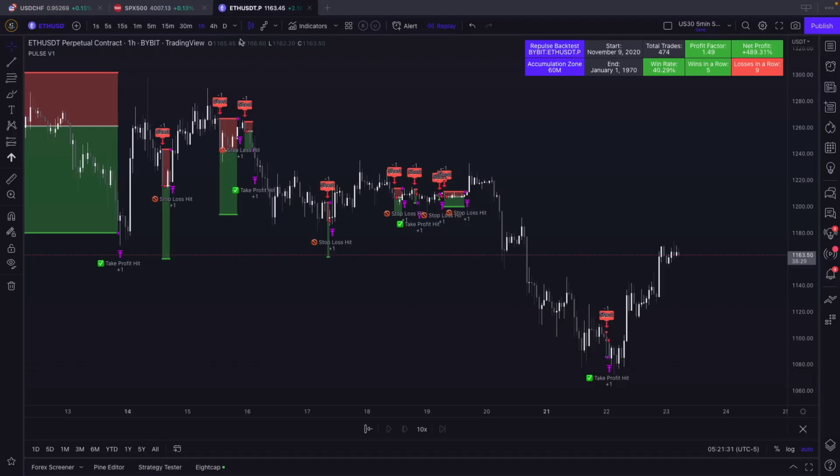I have not tested it on any other altcoins because I like to trade highly liquid markets, especially if I'm trading it, for example, on my Forex broker or Bybit with the MetaTrader version. I need to have tight spreads, and I'm only going to get tight spreads on highly liquid markets.